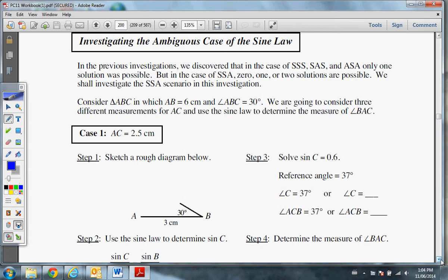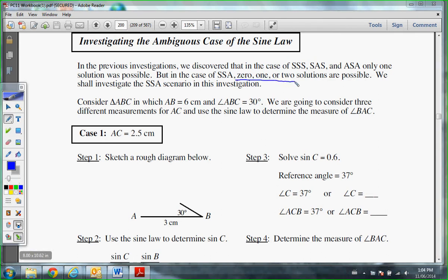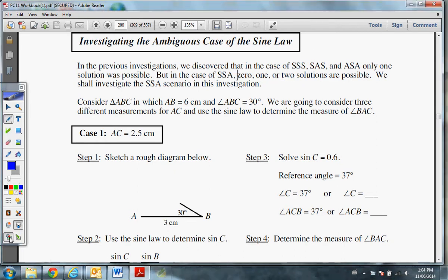But when you have SSA, you have 0, 1, or 2 solutions possible. That's what we just did in the last page. You can have 2 intersections, 1 intersection, or no intersections. Okay? So what we're going to do here is go through these steps, and solve it more algebraically now.